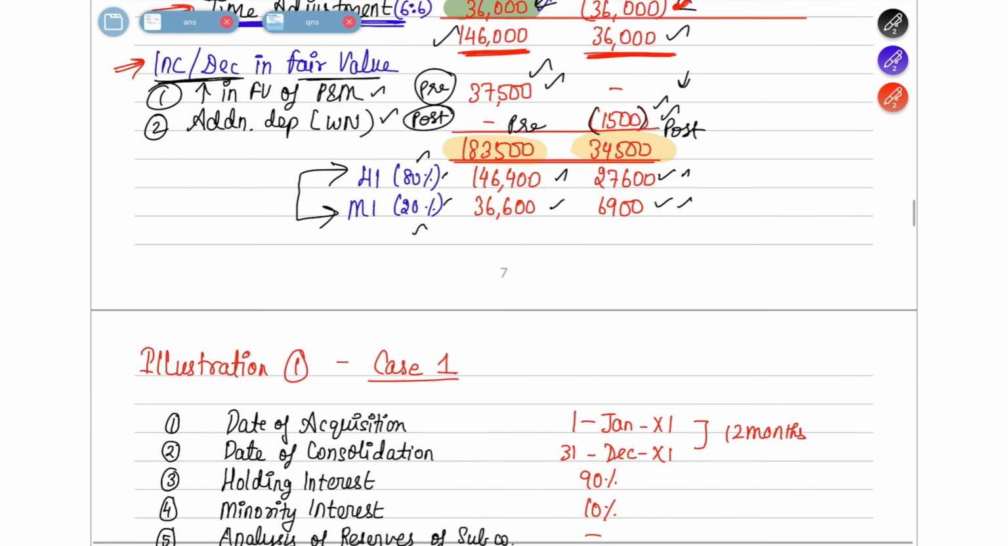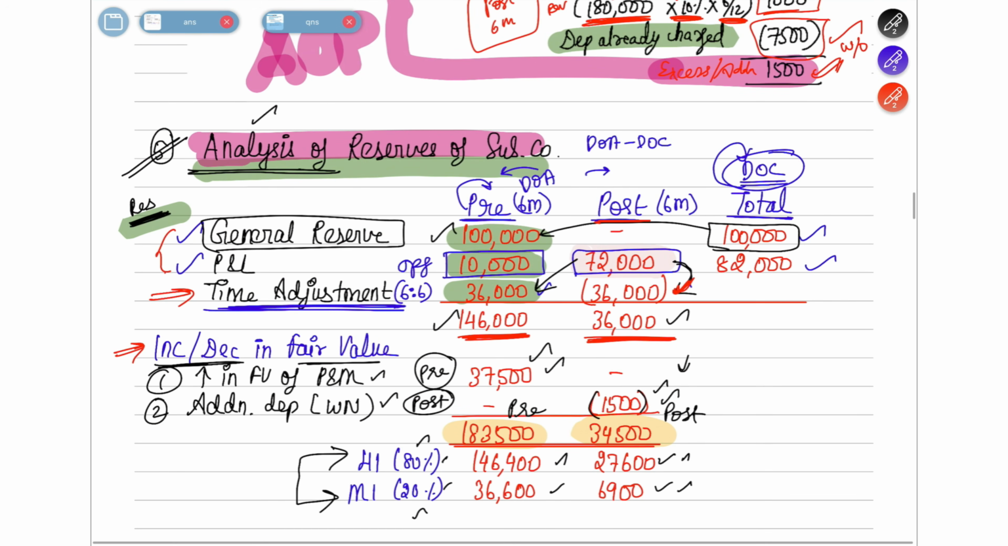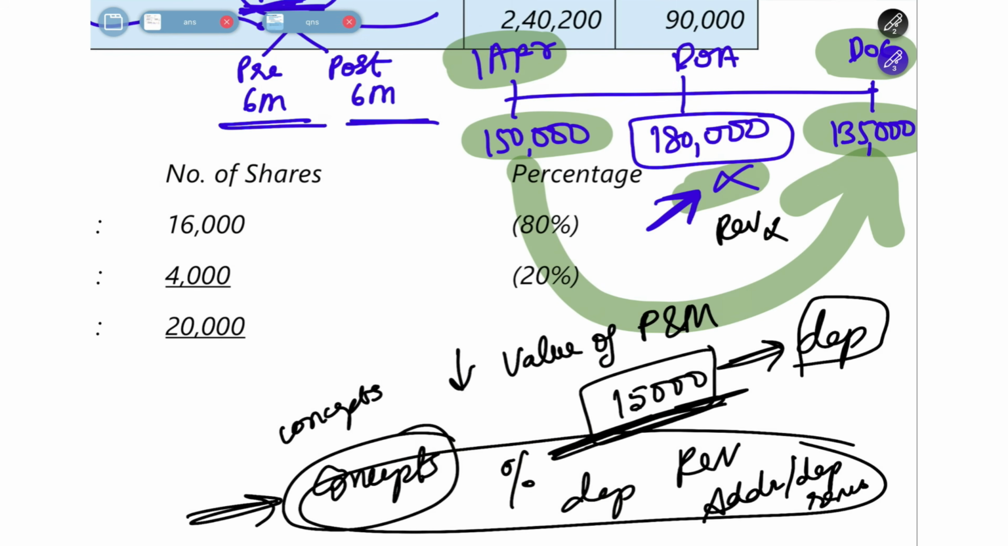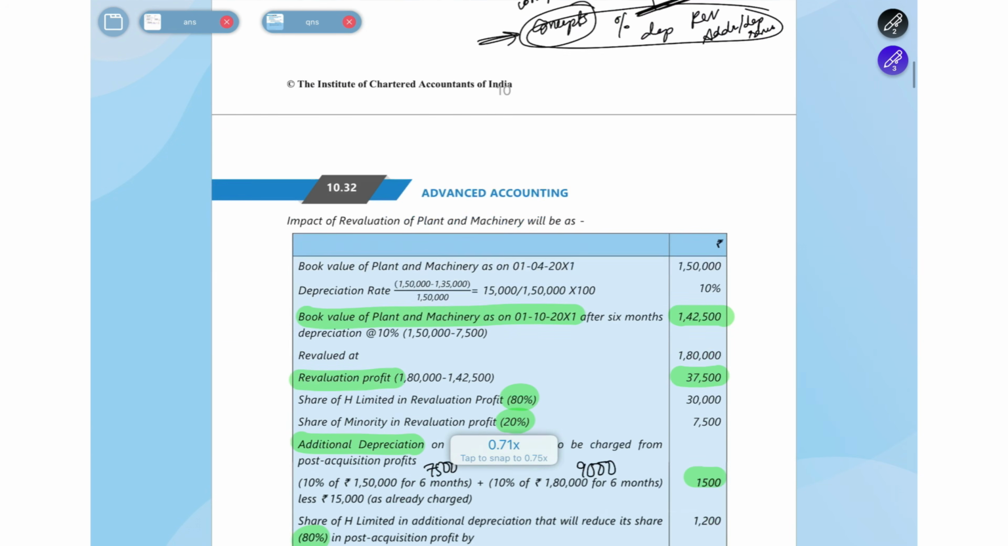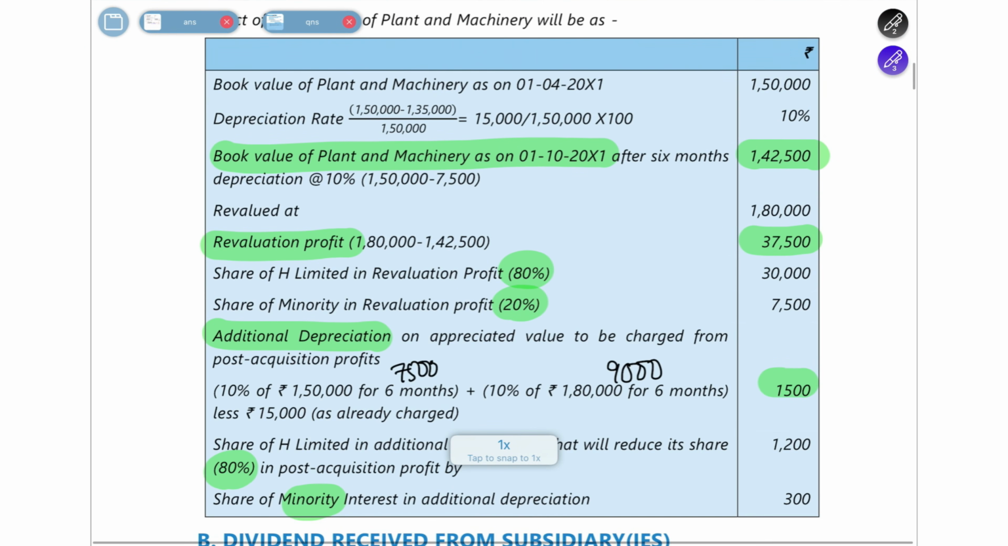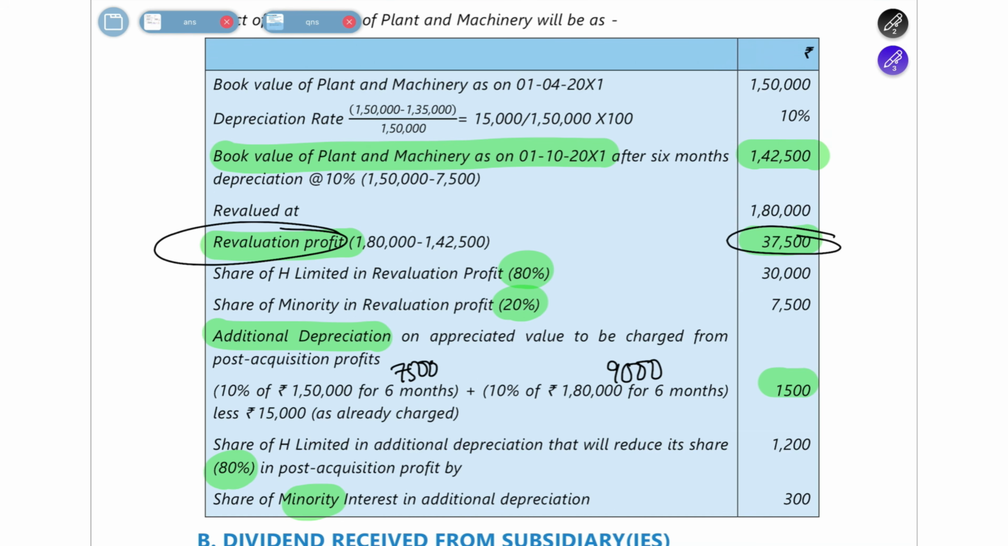So the next step that you move on to, here what happened is in the question they have also stopped until the same step, so I have also stopped the answer until the same step. See, they have done a revaluation profit of 37,500. They have found out the additional depreciation, which is worth 1,500, and they have split how much is relevant to holding interest and minority interest.